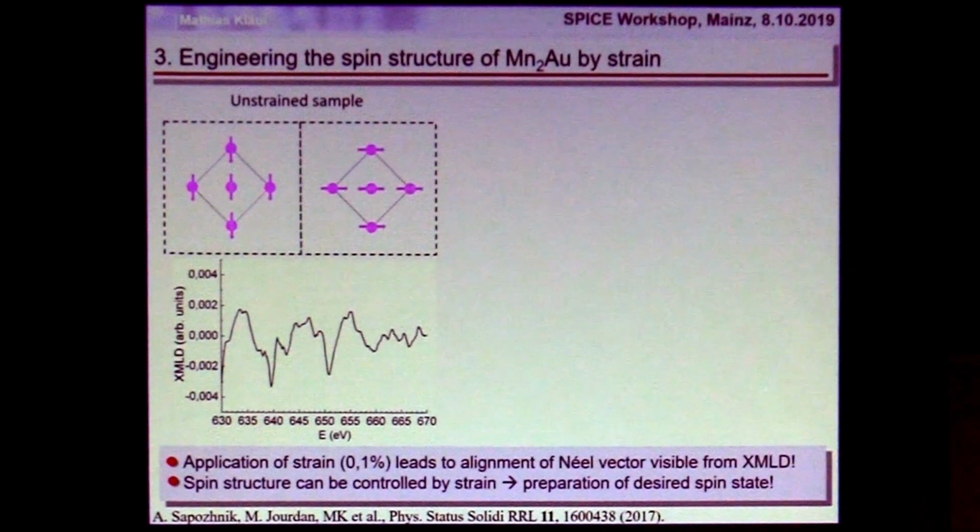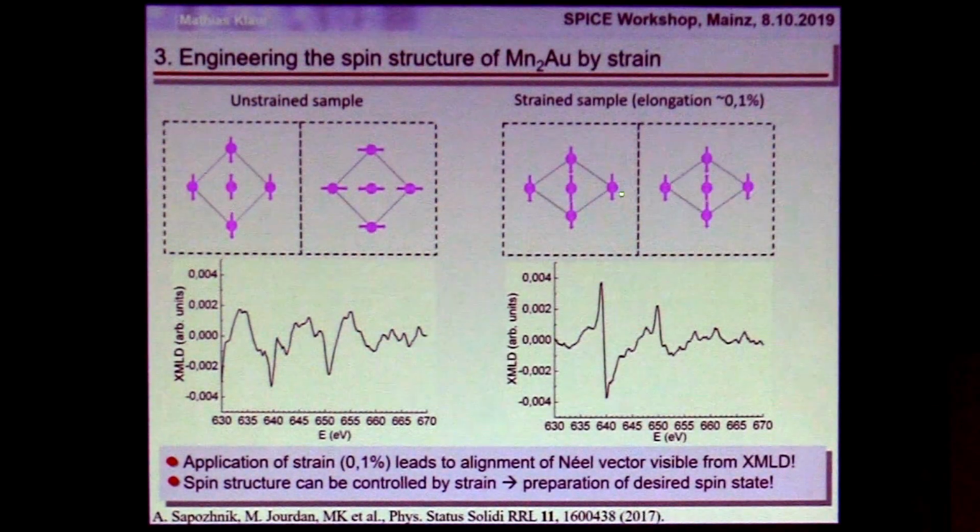So what they did is you first take an unstrained sample where you don't have any net XMLD signal, and then you apply strain, and then you see that you can get a nice XMLD signal showing that you have oriented the majority of the Néel vector along the direction of the strain, and that's due to magnetoelastic coupling.